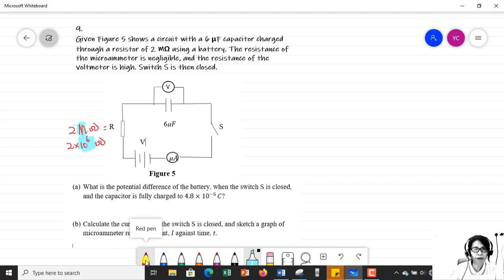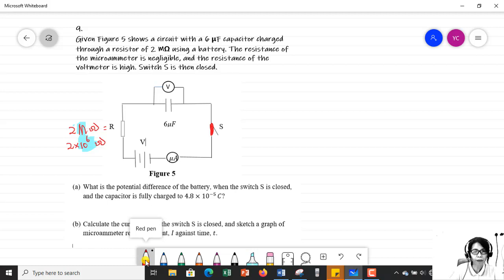The resistance of the microammeter is negligible and the resistance of the voltmeter is high. So the voltmeter is used to measure the voltage across the capacitor and the microammeter is used to detect the current that flows in the circuit. So our switch is closed.